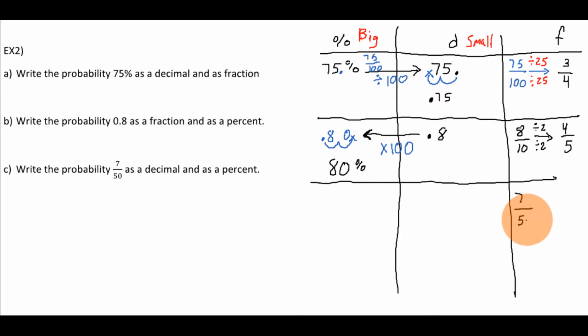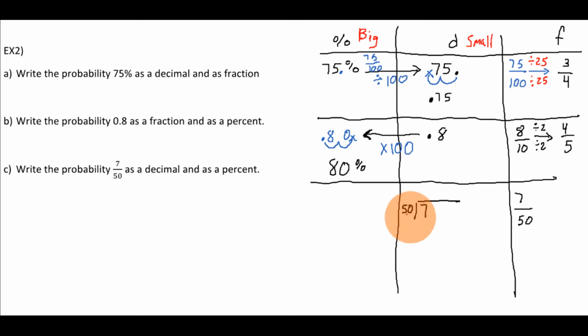Over 50. So now I need to turn this fraction into a decimal and a percent. Let's turn it into a decimal. One surefire way of always turning a fraction into a decimal, whatever fraction you're looking at, is to use long division. The number in the numerator always goes inside the house. So 7 is inside the house. 50, in this case the denominator, will be knocking on the door.